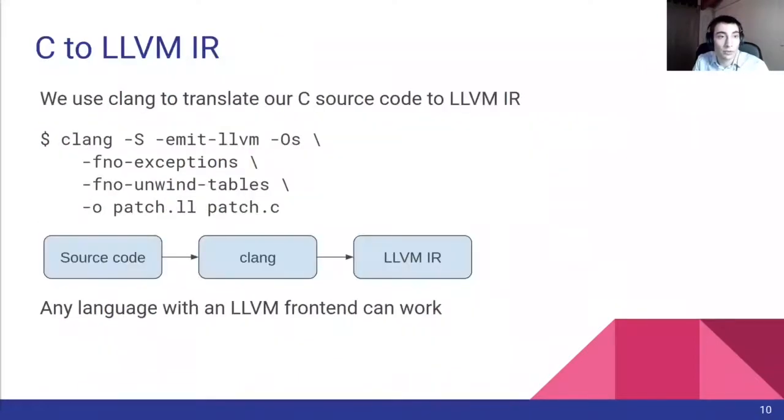Now, to do this, the first thing we want to do is to translate our C source code to LLVM IR, because Crispr takes LLVM IR as an input and not any programming language source. To do this, we just use clang with a couple of flags to instruct it to generate LLVM IR and to disable exception support, because we don't need it and it will generate more compact code.